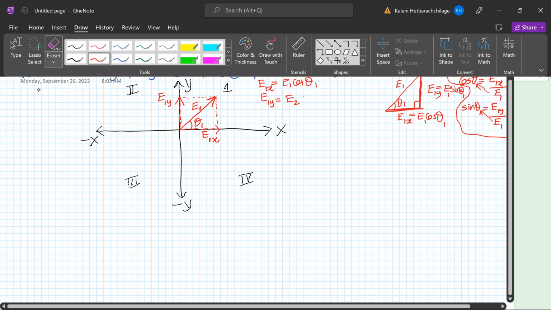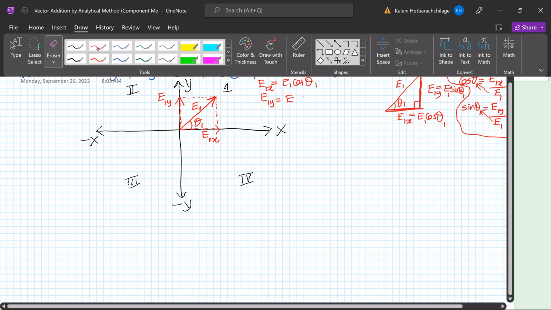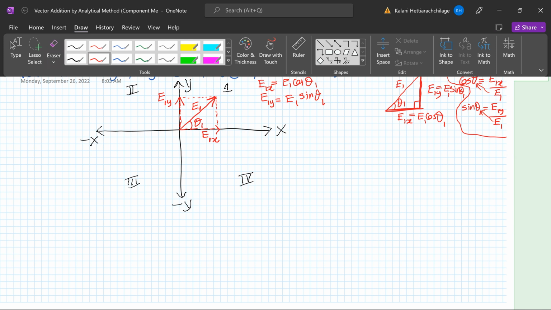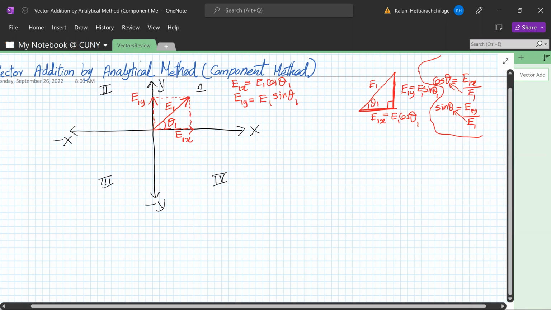And this is E1 sine of theta 1. So both are positive. That is the first quadrant, right? Now you can walk through the other quadrants. I'm not going to take time for the other quadrants. You can take a look. I'll do one vector in the second quadrant, and the third and fourth you can work out yourself.